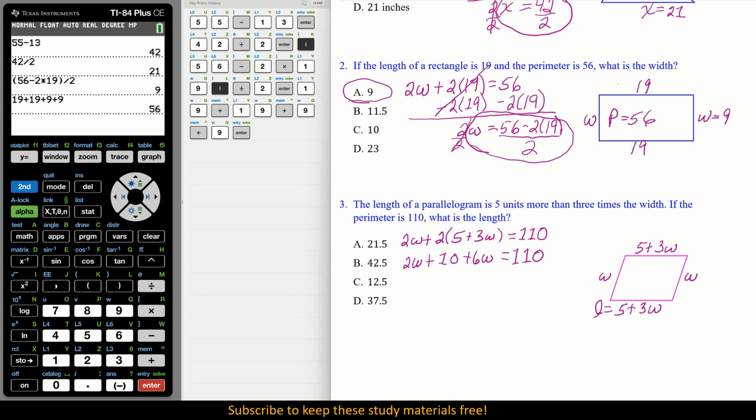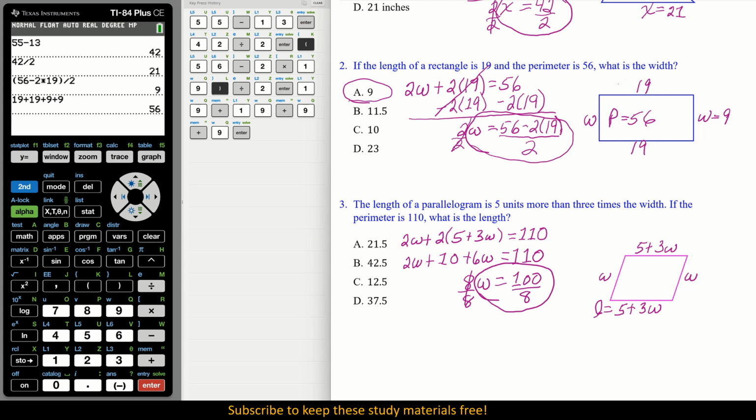Of course, you see we need to combine like terms as well as subtract 10 from both sides. So what are we really going to end up with? Well, let's see here. 6 plus 2, that's 8W. And then we have to subtract the 10 from both sides. And that gives us 100. And then we divide both sides by 8. And that gives us the value of W.